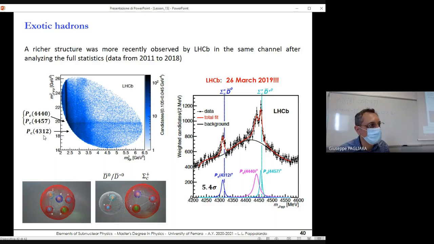What is now the interpretation? We don't know yet exactly, but the main current hypothesis is that this pentaquark is a sort of molecule between a D0 or D0 star meson and a Sigma_c+ baryon.